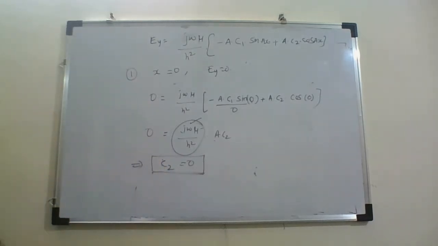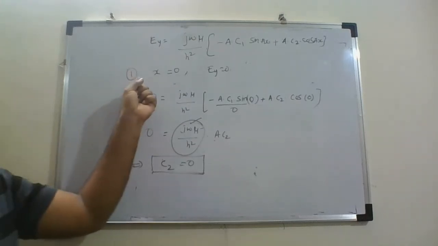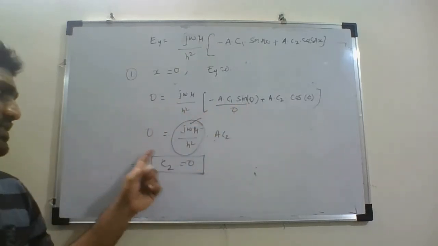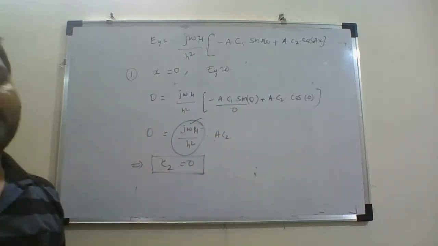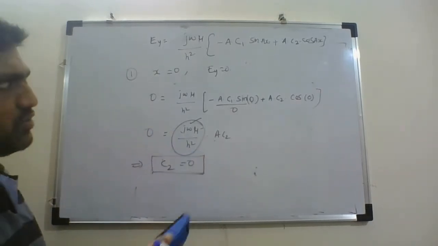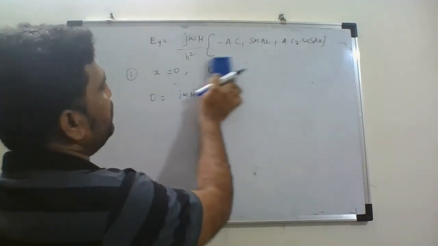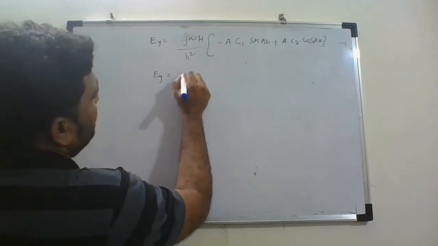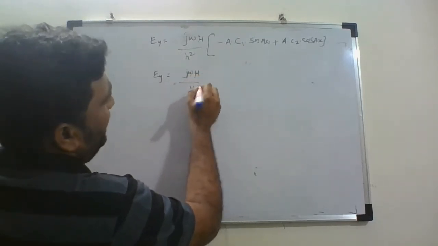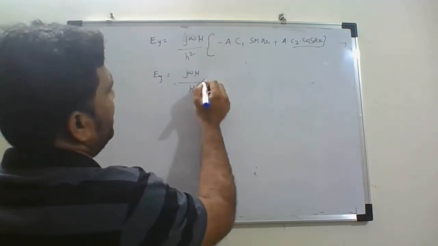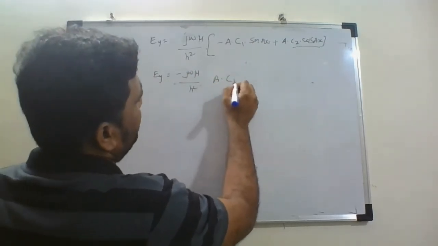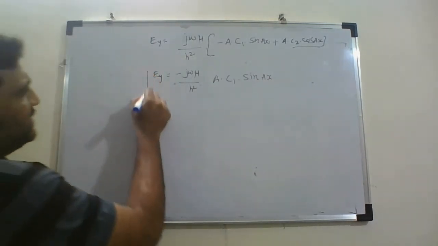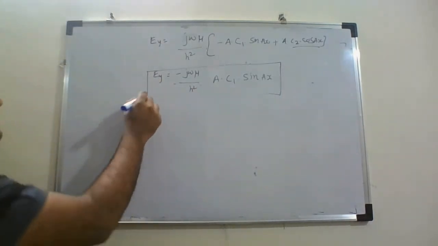So by using the first boundary condition, whenever x is equal to 0, Ey will be 0, and therefore substituting this, I get C2 equal to 0. We got one constant value, so let us substitute that in the general solution. Now Ey becomes j omega mu by h square into minus a into C1 into sin ax, since the C2 term gets cancelled. This is the modified expression for Ey.